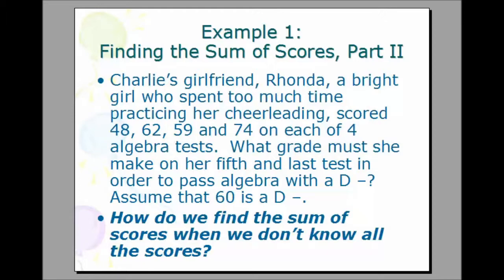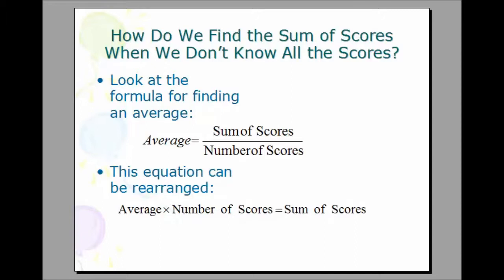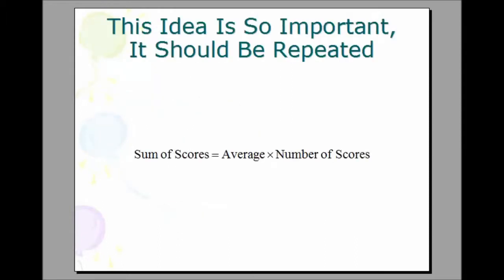Here's the question. How do we find the sum of scores when we don't know all of the scores yet? Here's the answer. We look at the formula for finding an average. Recall that the average equals the sum of scores over the number of scores. This equation can be rearranged into the average times the number of scores equals the sum of scores. This idea is so important, I'm going to repeat it on another slide. The sum of scores equals the average times the number of scores.